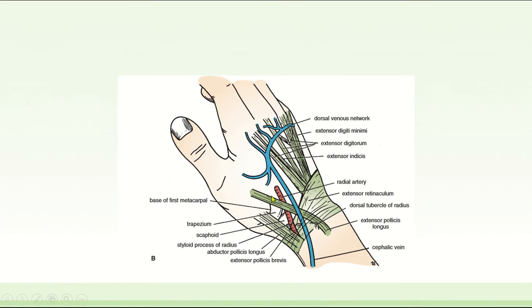So in this diagram we can see here is the formation of anatomical snuff box. The radial artery can be palpated here.